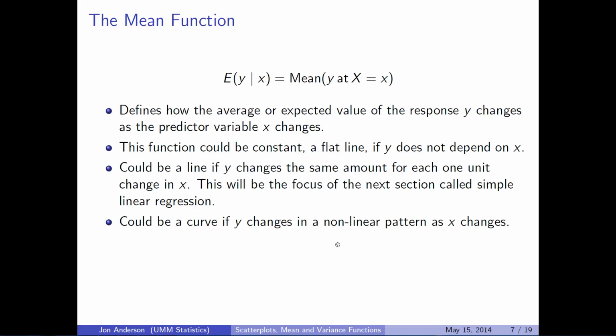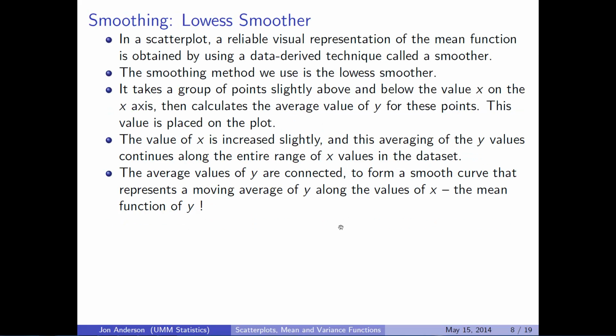Another very common possibility is mentioned in this last bullet. Maybe the y variable, the response variable, changes in a curved pattern as x changes, and that might be a nonlinear mean function. So we're talking about typical behavior of y, and in order to graphically see the mean function and visualize it, the most common method we use is called a smoother. What happens with a smoother is we start on the horizontal axis and we take a little moving window of a few values of x, and for those values we calculate an average value of y.